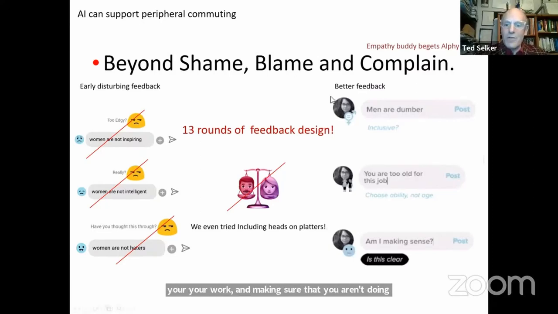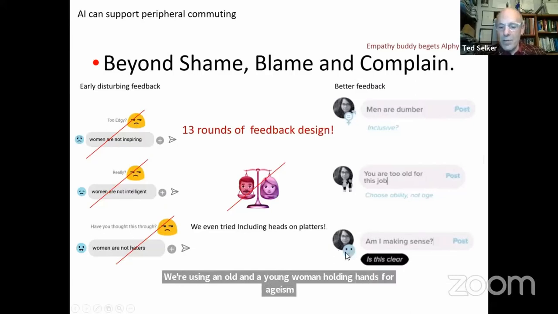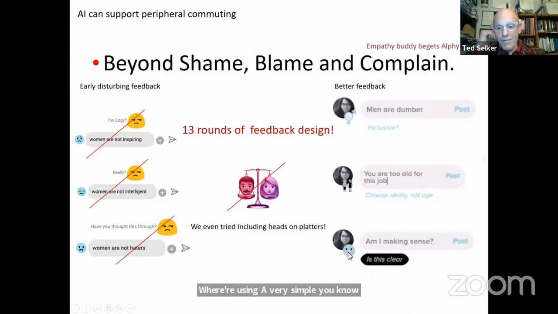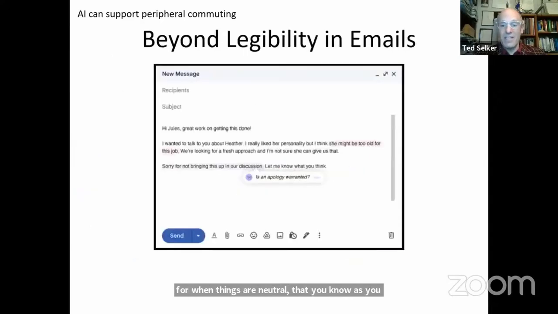So now we're using this inclusive men and women image for sexism. We're using an old and a young woman holding hands for ageism. We're using a very simple image for when things are neutral. As you can imagine, that makes it a lot easier to look at these things.